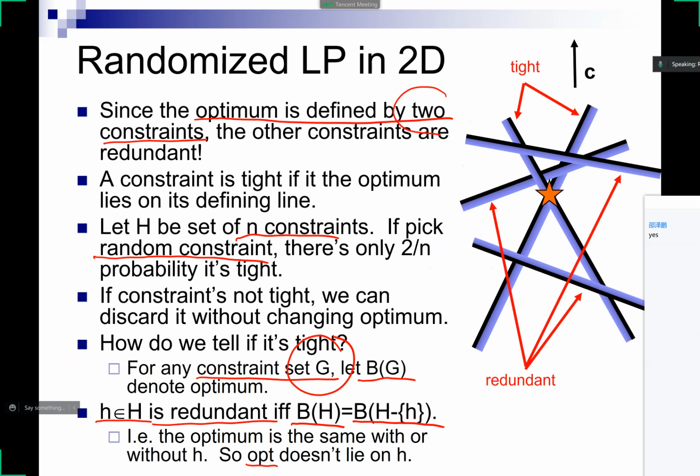Suppose you actually took out one of these tight constraints. If you chose this as your h, then your optimum would go over here. If you take out this h, your optimum would be over here, and you see that this point actually violates this constraint over here.